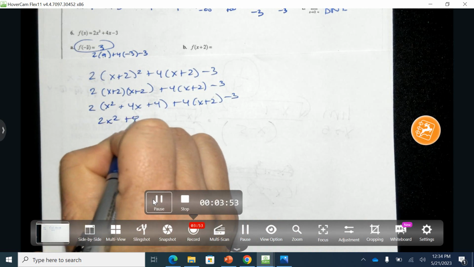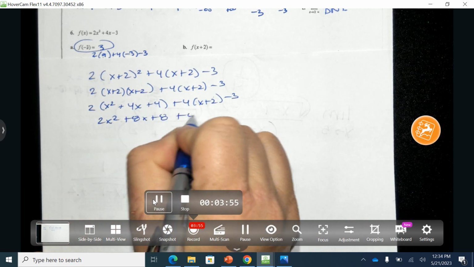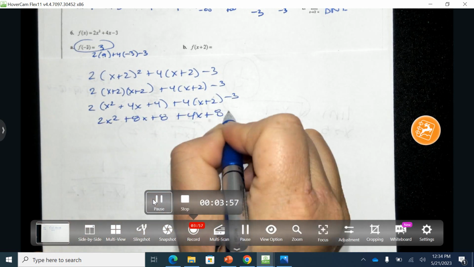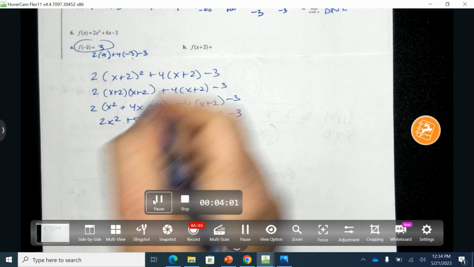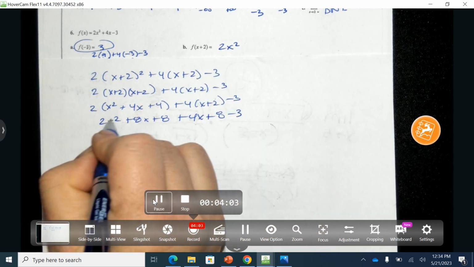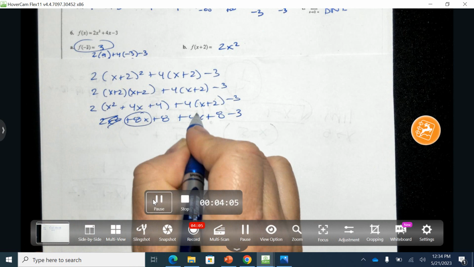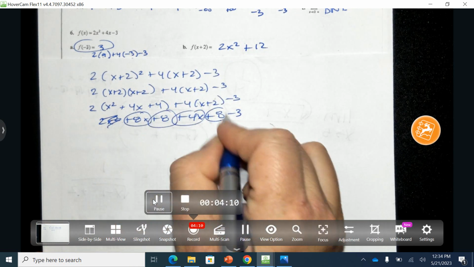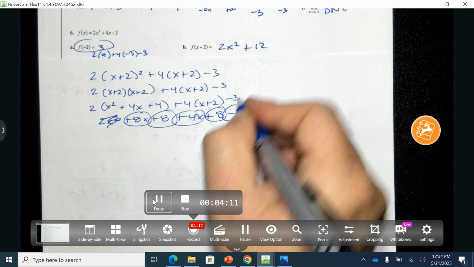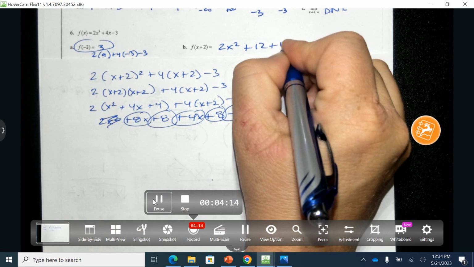2x squared plus 8x plus 8, plus 4x plus 8, minus 3. When I combine this, I only have one group of 2x squared. 8x and 4x is 12x. 8 plus 8 is 16, and 16 minus 3 is 13.